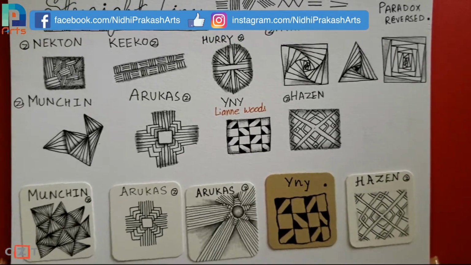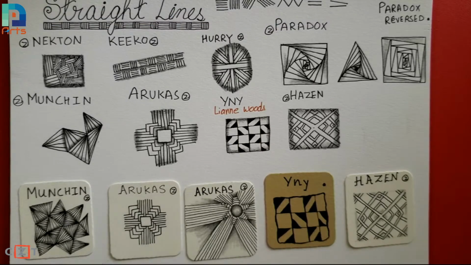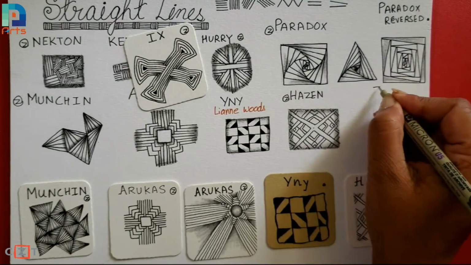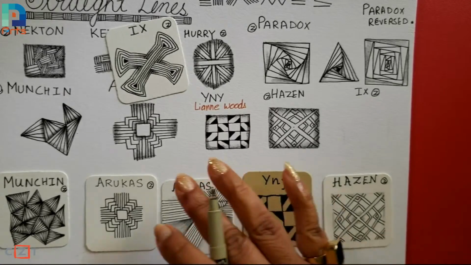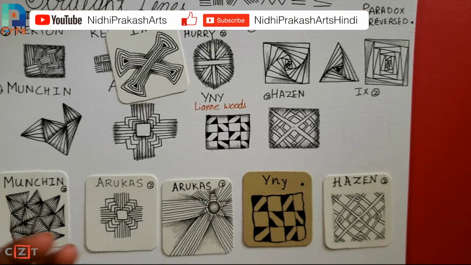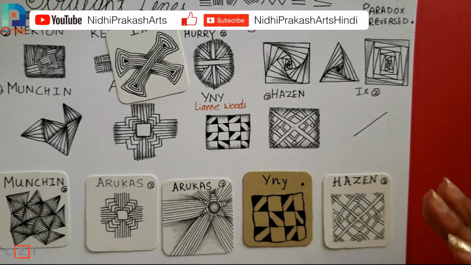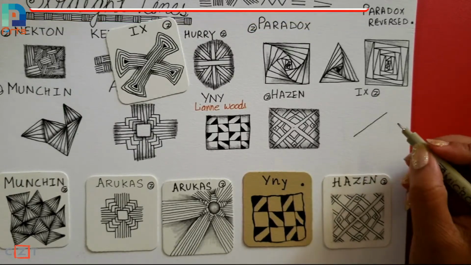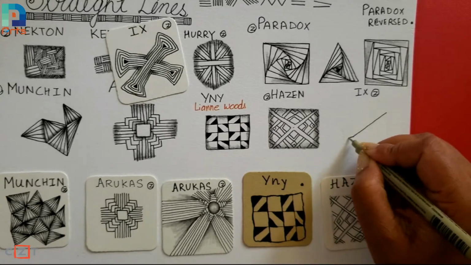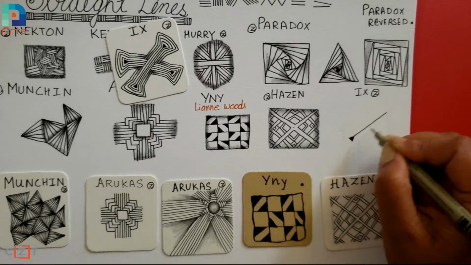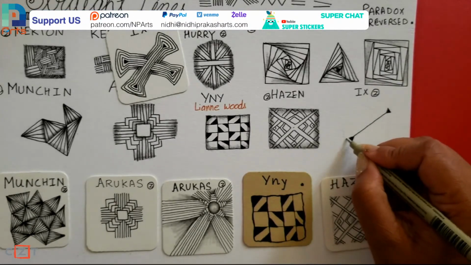Now let's draw one more tangle. That is the IX tangle. Again, all these tangles can have a variation to draw into circular or little rounded lines, but we are here talking about just the straight line versions of these. So you draw the straight line in any direction and then you draw these triangular filling shapes on the edges, and then you draw the aura line.